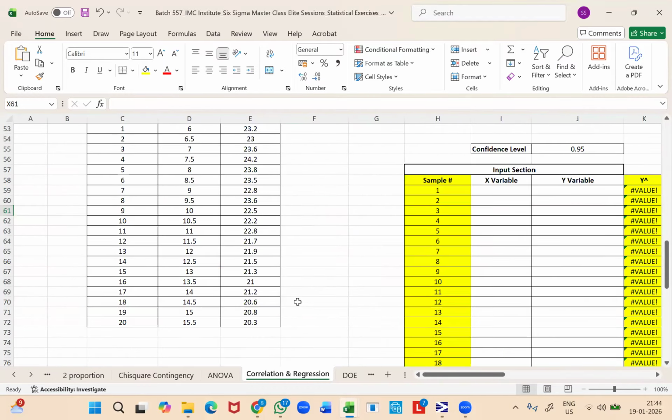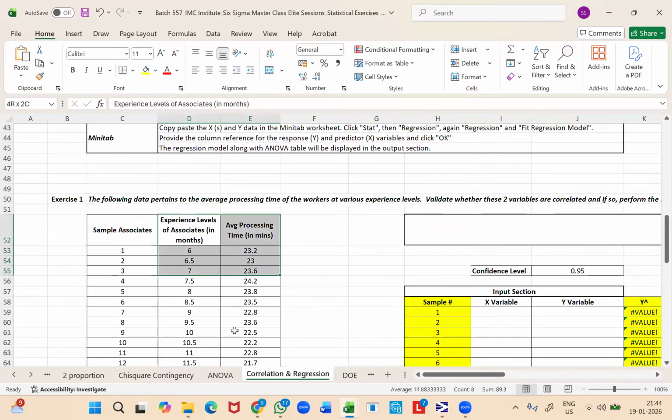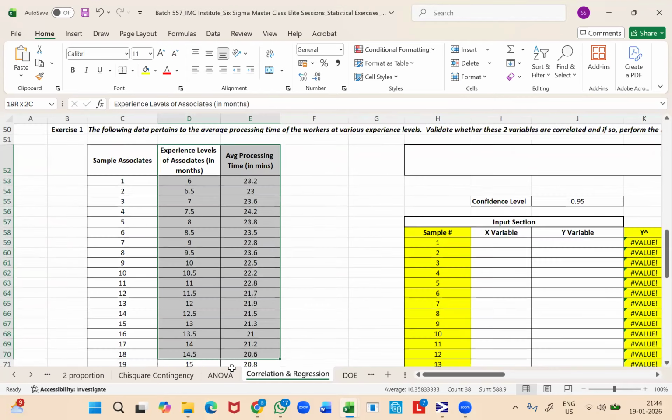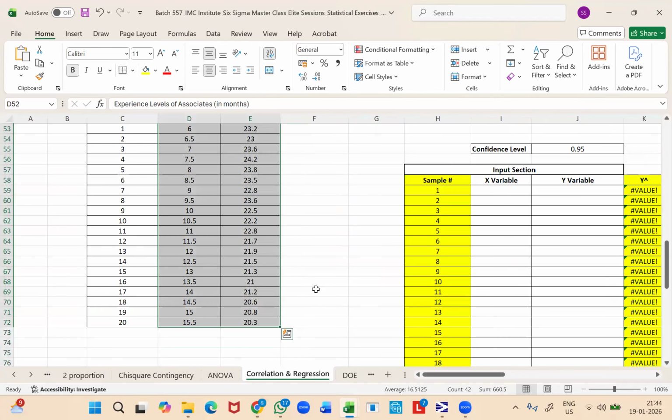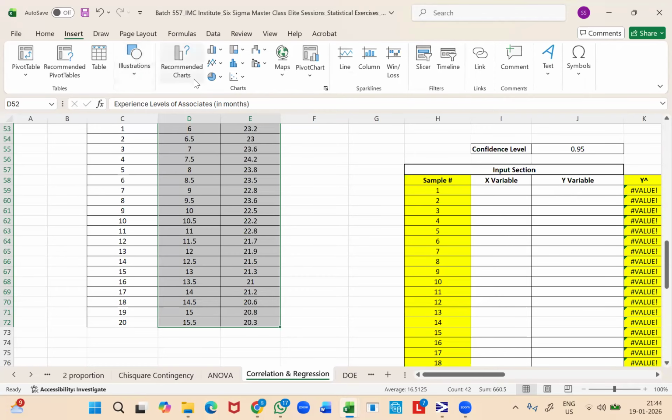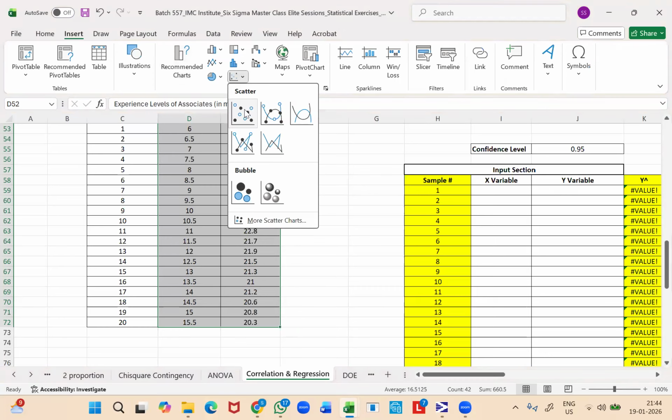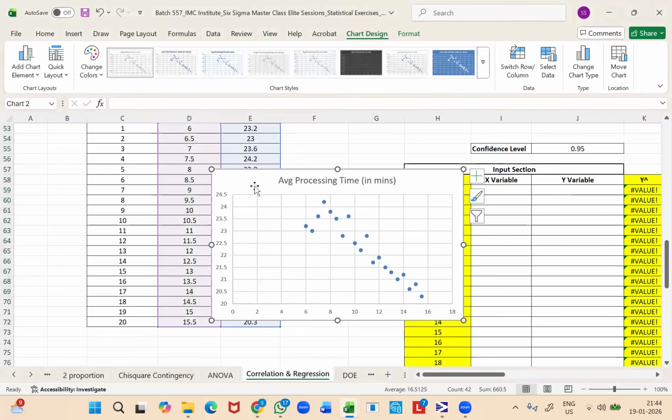But then if you are going to construct the scatter plot using Excel, we can do so, just highlight the two columns containing the data points for the X and Y variables and then go to insert. Under recommended charts, you see the one with all these dots. Just click on that. The first one itself is scatter plot.